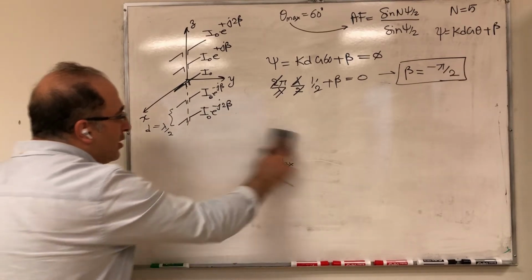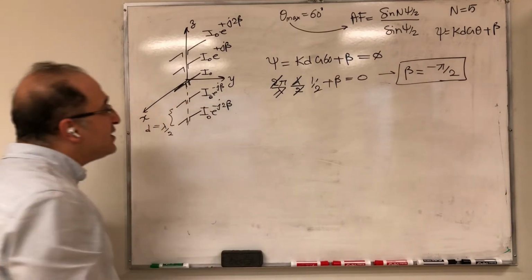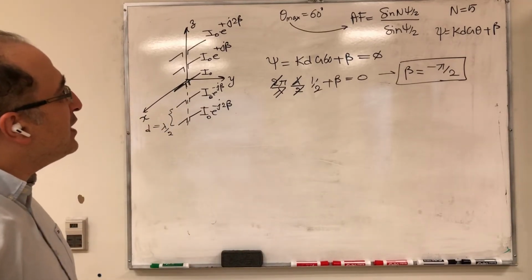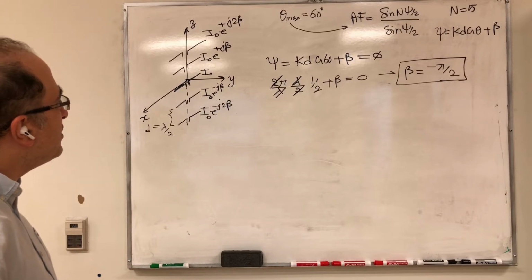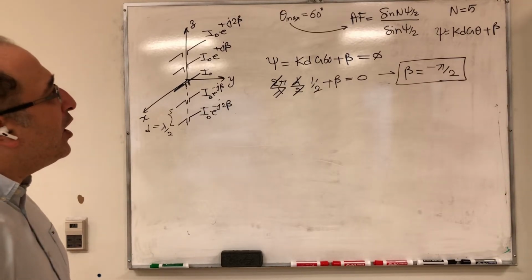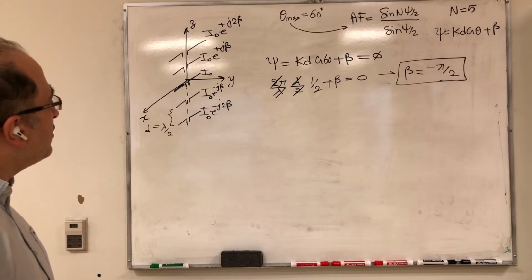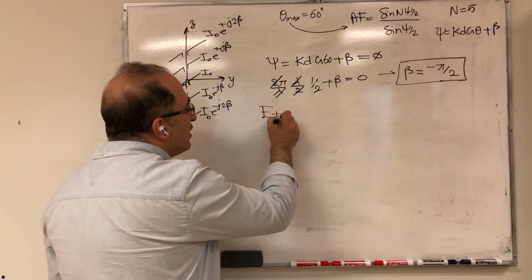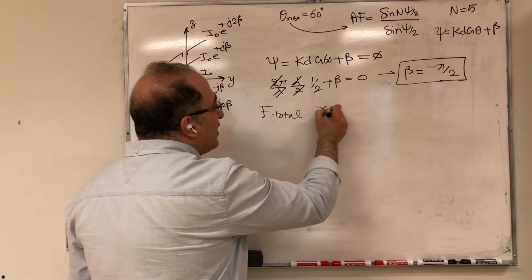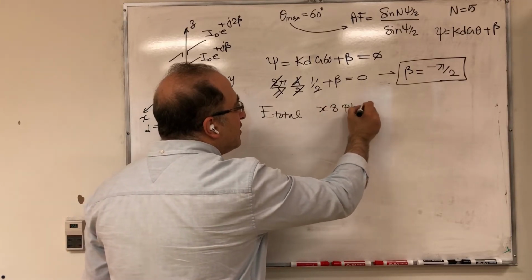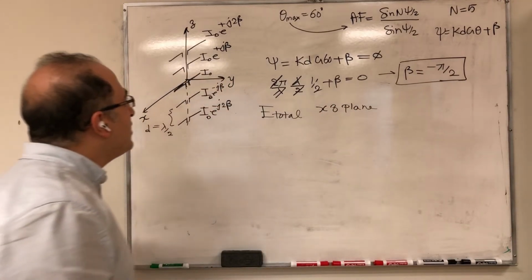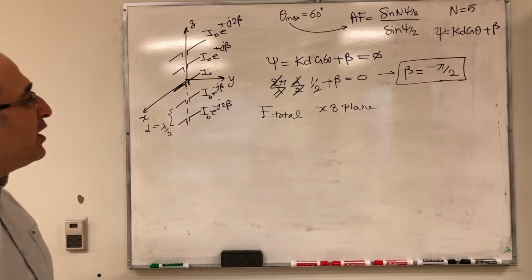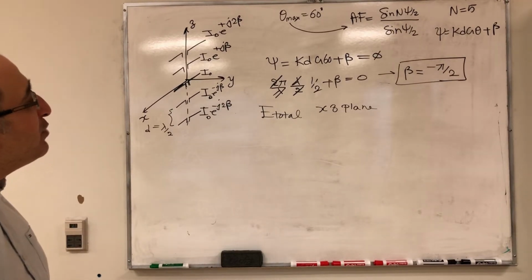Now, when this is done, maybe we can add something to this, and we can, for example, say what would be our electric field, but this time the total electric field in the xz plane. So let's say we want to find E total on the xz plane.